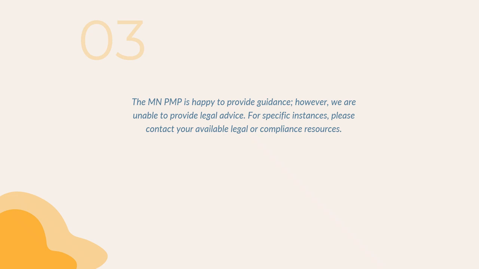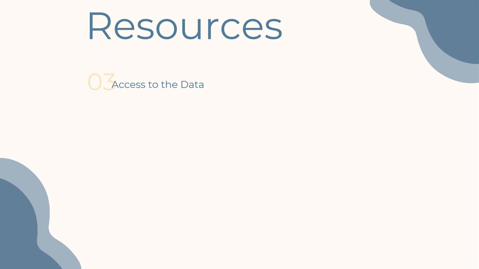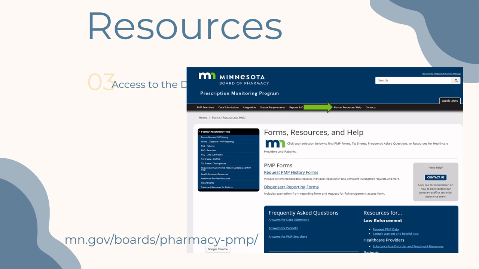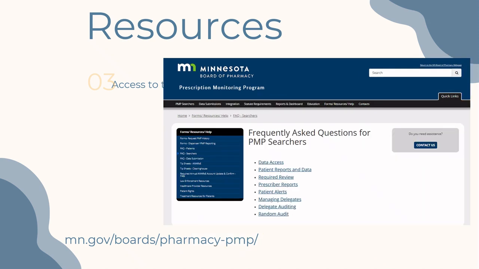However, we are unable to provide legal advice. For specific instances, please contact your available legal or compliance resources. Resources related to access to data and permissible use can be found on our website at mn.gov/boards/pharmacy-PMP. Select the tab Forms, Resources, and Help. Under Answers for PMP searchers, you can find Frequently Asked Questions pages. FAQ documents are available for data access, understanding the report, patient alerts, and help with delegate management. And as usual, there is a button to contact us with any questions.